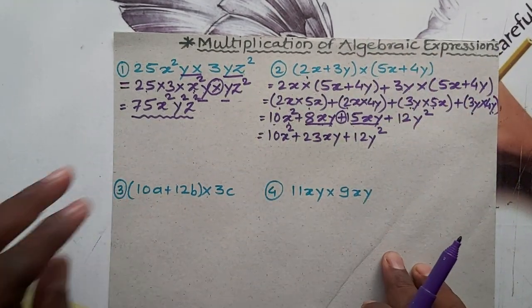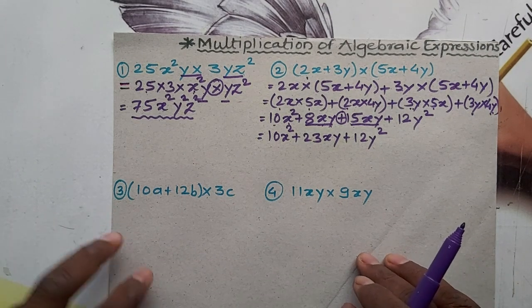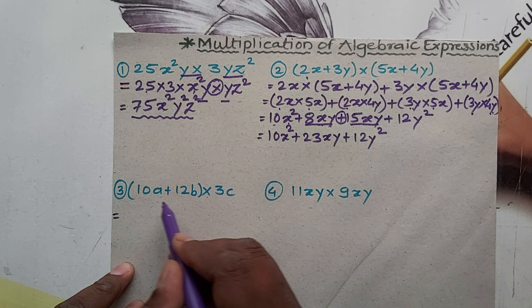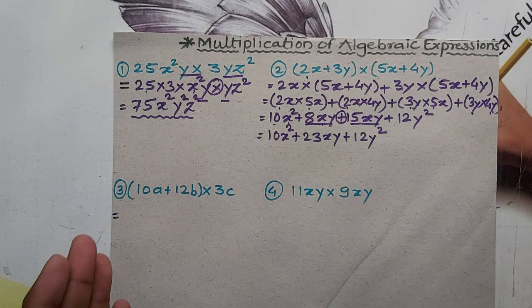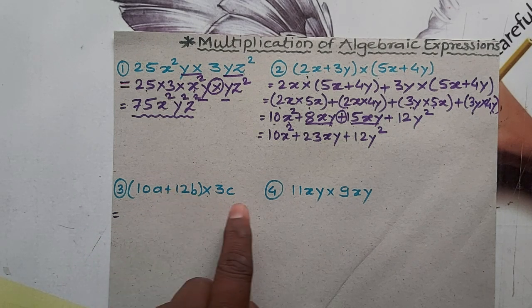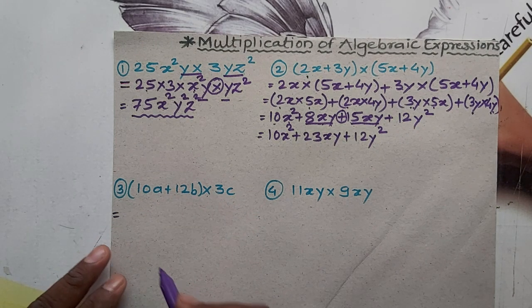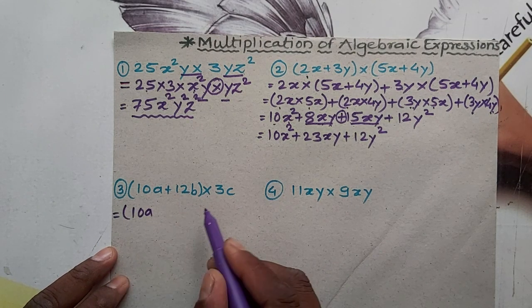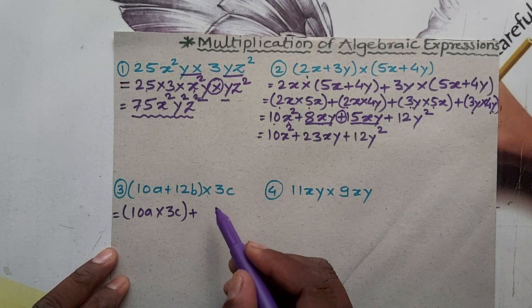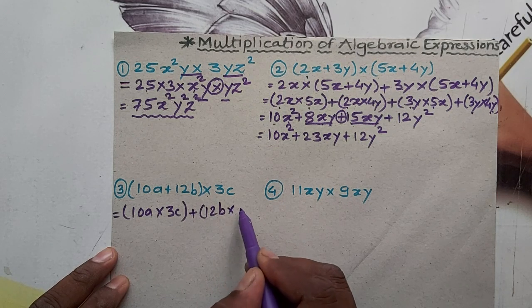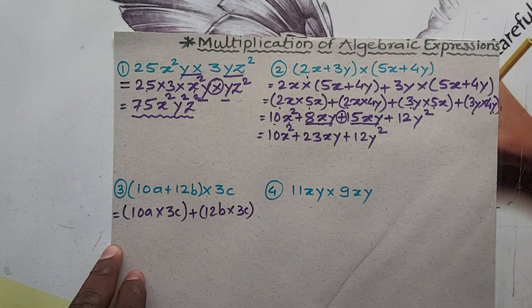Binomial to binomial. Now here in the next example you can see binomial multiplied by monomial. Okay, so here, students, this is very simple. What we have to do, we'll multiply each term from this binomial by the monomial. So it is equal to 10a first multiplied by 3c, again plus 12b multiplied by 3c.